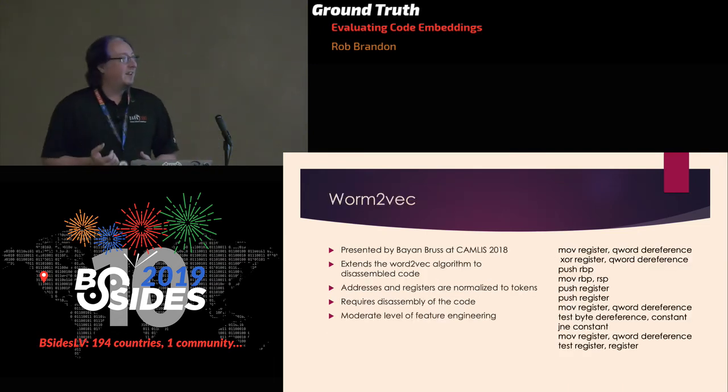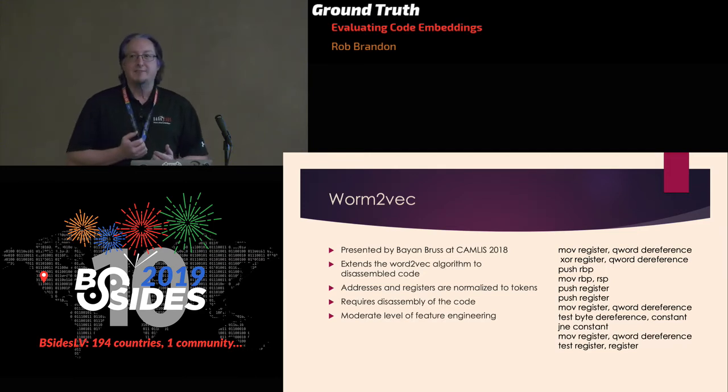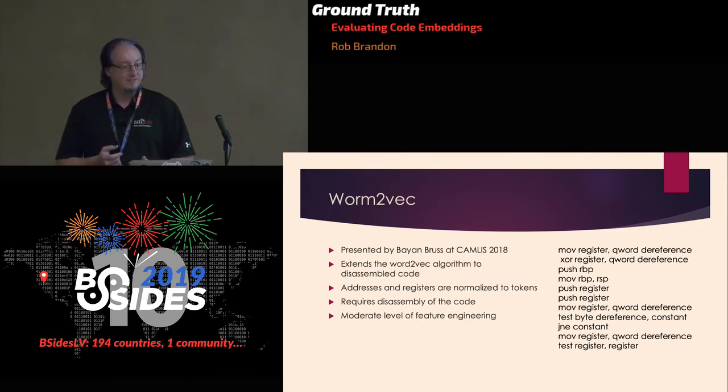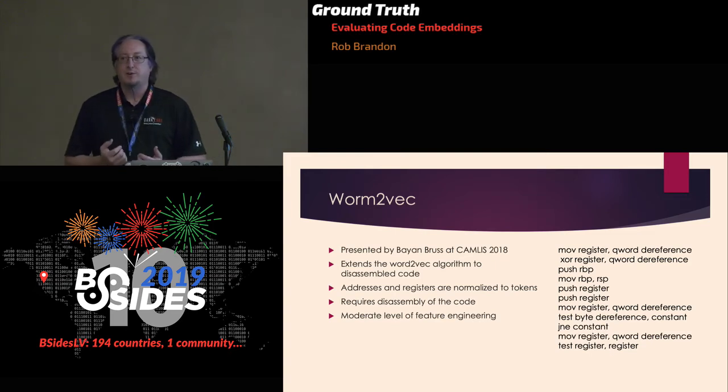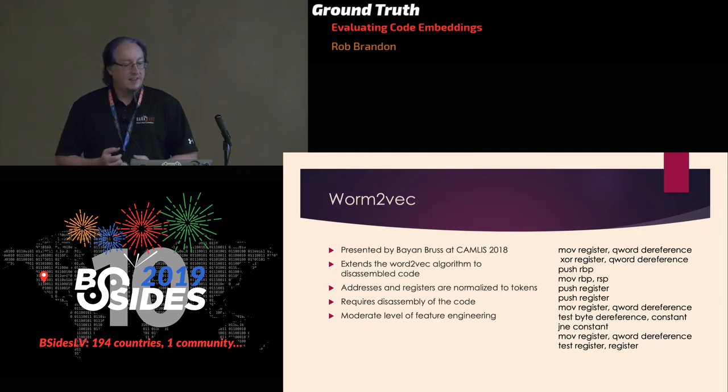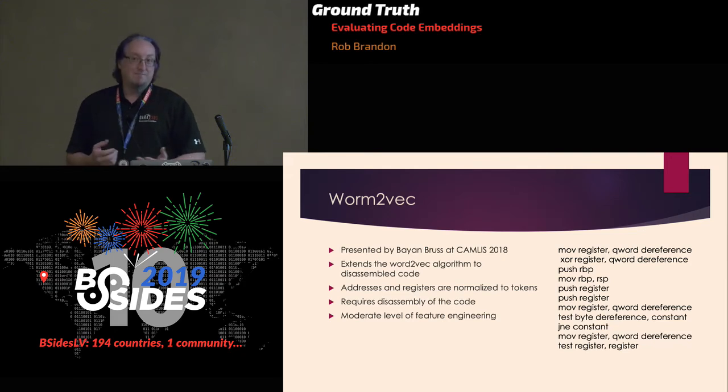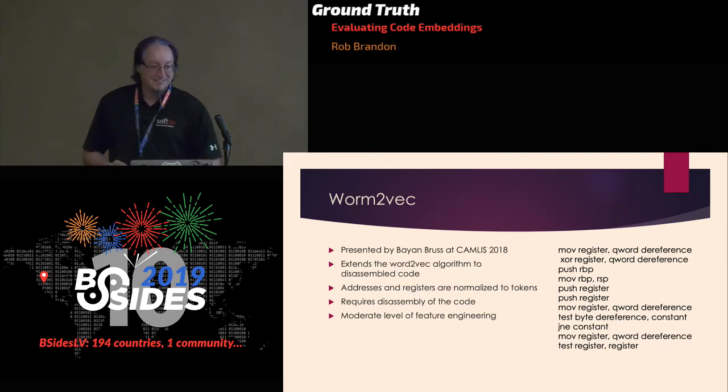So worm2vec is a slightly more complicated embedding method that was presented by Abay and Bruce at Camlis last year. What he's doing here is extending the word2vec algorithm, which is largely used for natural language processing, to executable code. My particular interpretation of this is largely based off of a couple of conversations with him and his slides, so there may be some subtle differences in the way I implemented it versus the way he did, but I think I'm largely faithful to the methodology. So any issues with it are definitely my fault, not his.